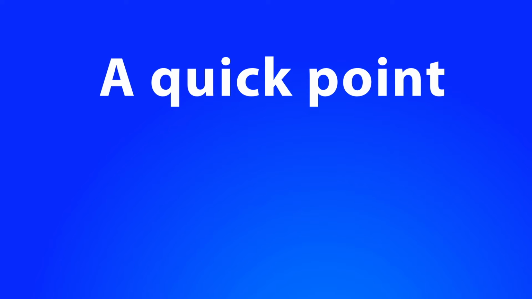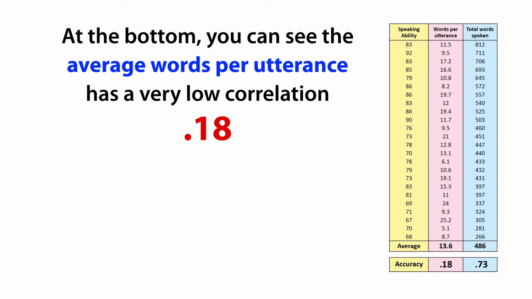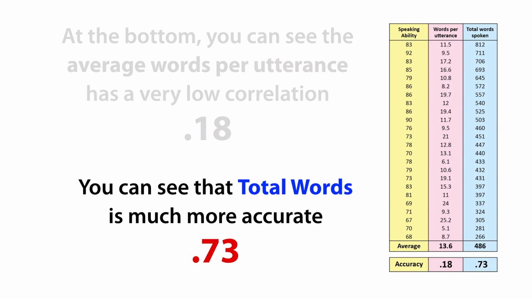A quick point. Why words per utterance is not an accurate indicator of ability. At the bottom, you can see the average words per utterance has a very low correlation, 0.18. You can see that total words is much more accurate, 0.73.